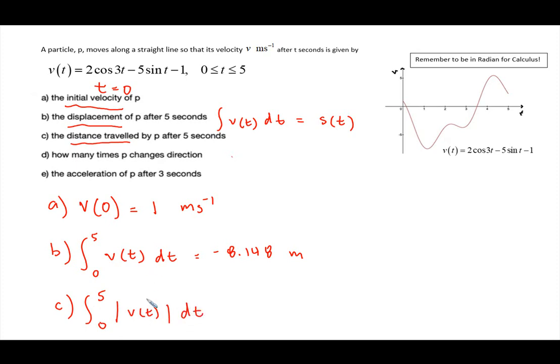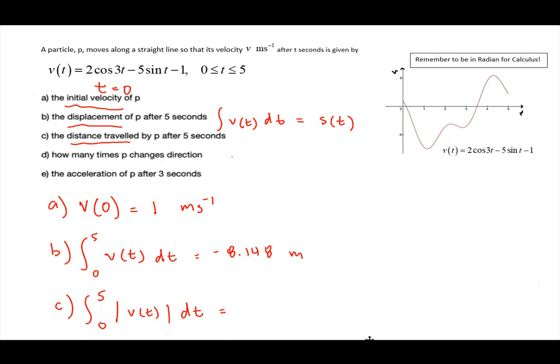All right, so you notice the difference here. When you just integrate velocity, you get displacement. But if you integrate the absolute value of velocity, this is going to equal the total distance traveled. So make sure you're aware of these two differences. Part B and part C, make sure you're completely aware of the difference between the two. If you integrate just velocity, that gives you displacement. If you integrate the absolute value of velocity, that gives you the total distance traveled. So we're trying to find total distance traveled, so that's why we're integrating the absolute value of velocity.